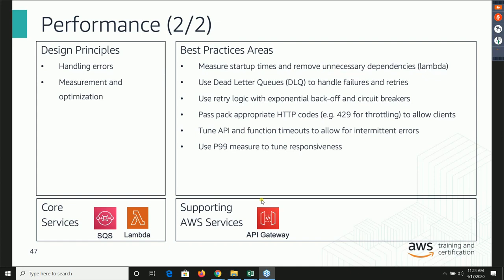The other good thing, when you're passing error codes back to your client apps, is to make sure that instead of generic server error codes, you also give specific codes with throttling. This would allow your client code to know that, okay, my backend system is throttled, so let me back off for a while, instead of just bombarding the backend with more requests.